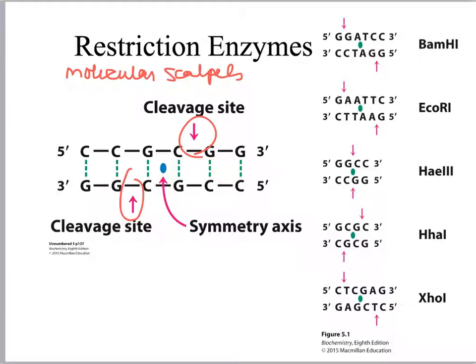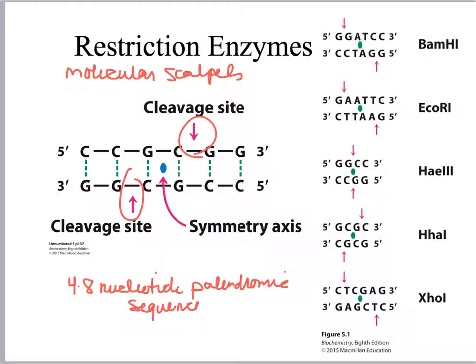Different restriction enzymes are going to recognize different sequences and cut in different places. Typically, the point that they recognize is going to be a 4 to 8 nucleotide sequence, and that sequence is palindromic. Okay, so a 4 to 8 nucleotide palindromic sequence will be recognized by the restriction enzymes.